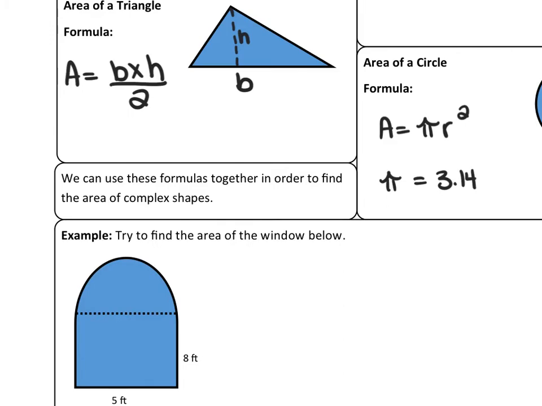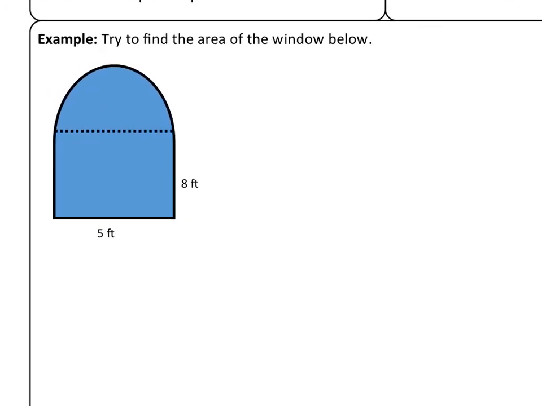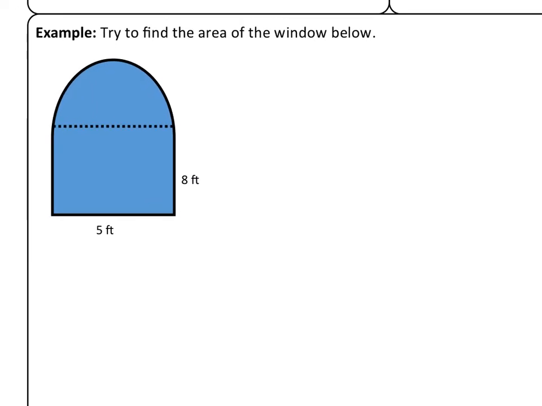We can use these formulas together in order to find the area of complex shapes. So what we're going to do is try to find the area of the window below. What I like to do is divide the shape into the different parts. So for this one, I'm going to use a different color. I might split it into one, the area of the rectangle, and then two, this little semicircle that's up top. So there we have two different shapes. I'm going to find the area of each one, and then I'm going to add them together.